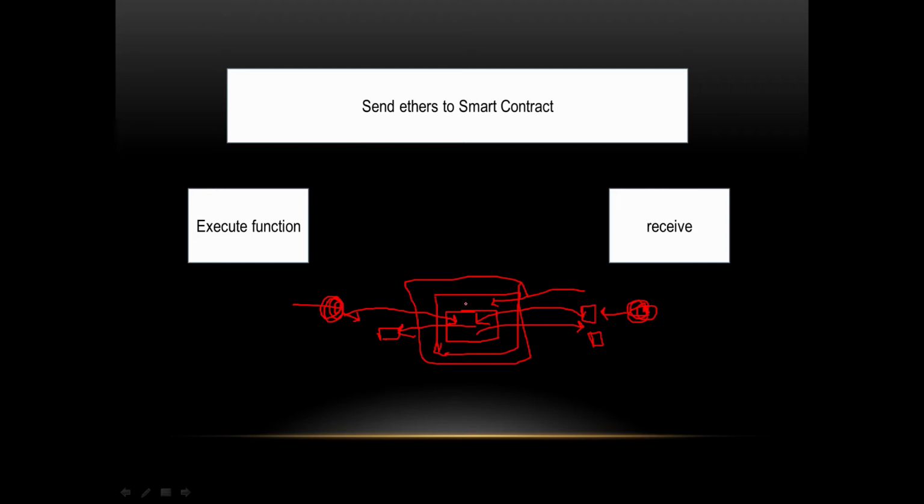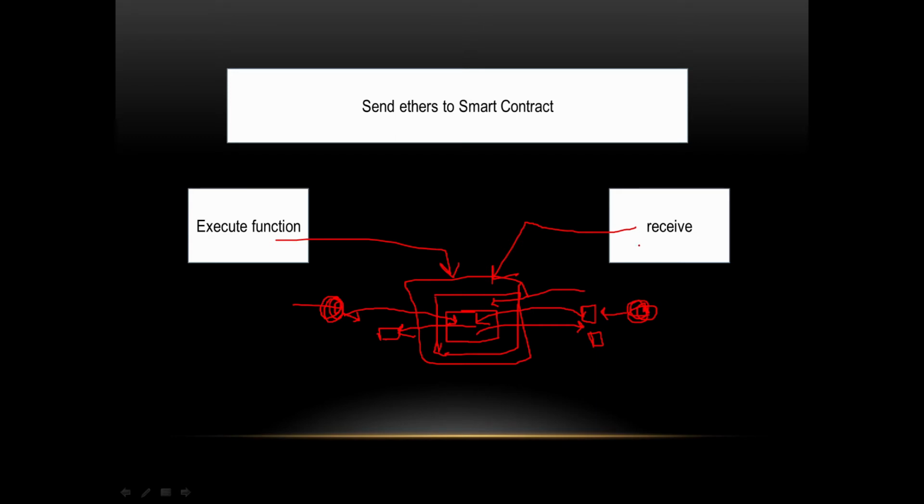And then we can send ethers to this smart contract via two functions. One is the execute function. So you execute some function which will have the payable keyword, so that you can pay to the function. I've already explained all these in my previous video, or my previous course, you can say. And the receive function is basically the fallback function of the 0.5.0 Solidity version. Now in 0.6.0, it has been changed to the receive function.